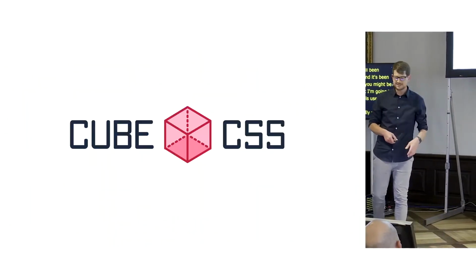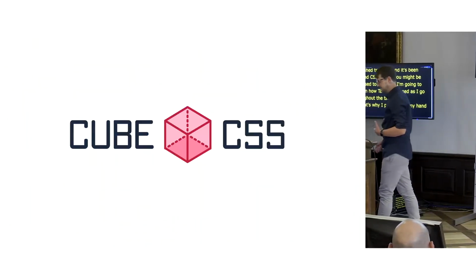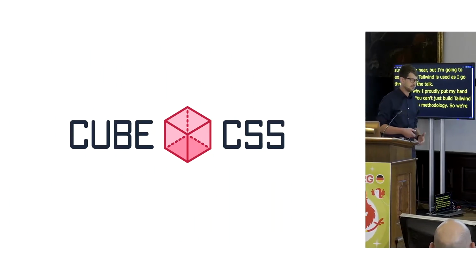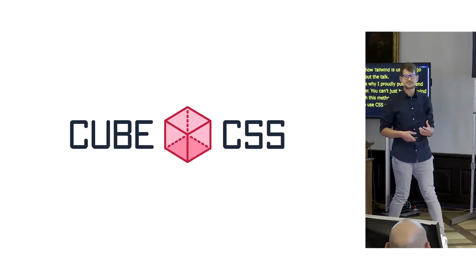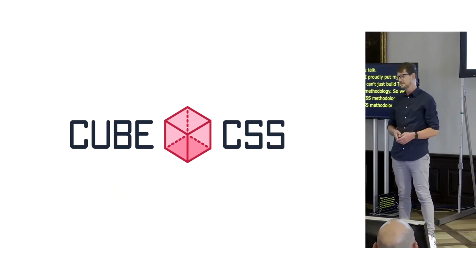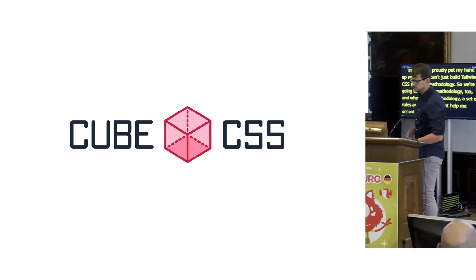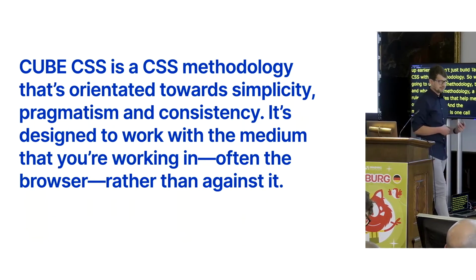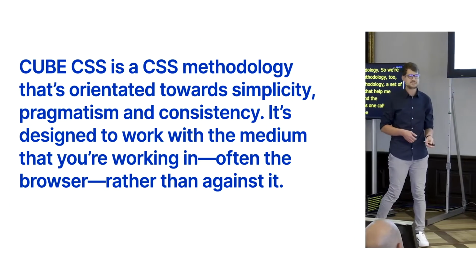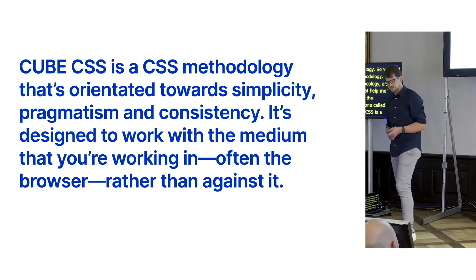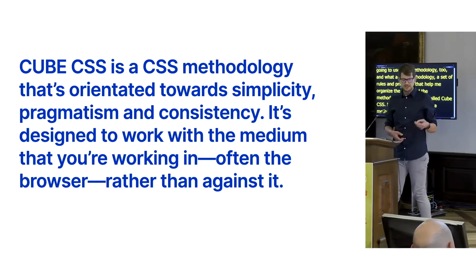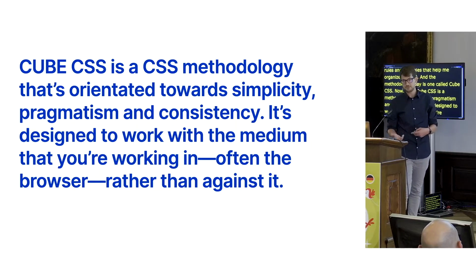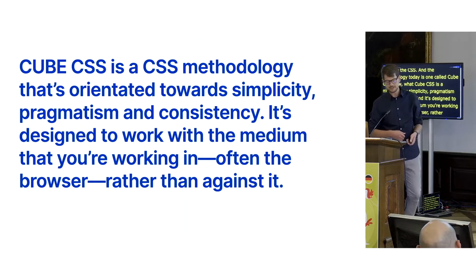Now, you can't just build it with Tailwind CSS with this methodology, though. So we're going to use a CSS methodology too. A CSS methodology is a set of rules and principles that help you to organize your CSS. And the methodology we're going to use today is one called CUBE CSS. Now, CUBE CSS is a methodology that's oriented towards simplicity, pragmatism, and consistency. And it's designed to work with the medium that you're working with, often the browser, rather than against it. So mentoring the browser rather than micromanaging it.